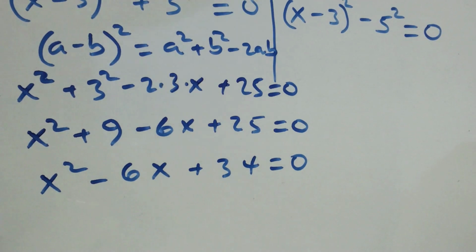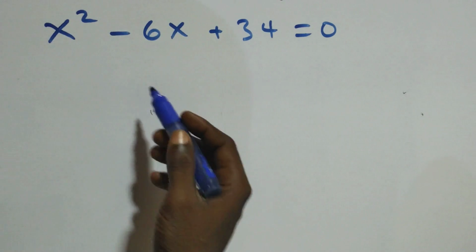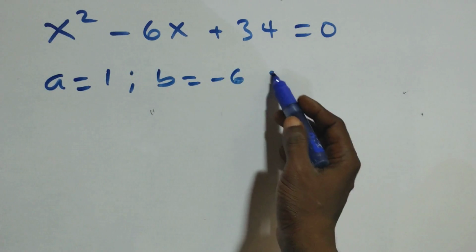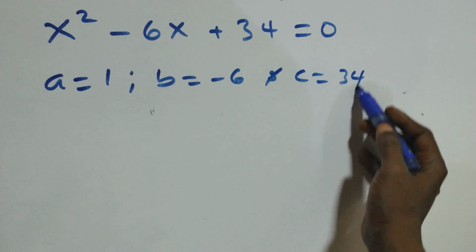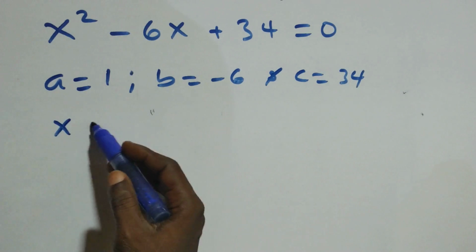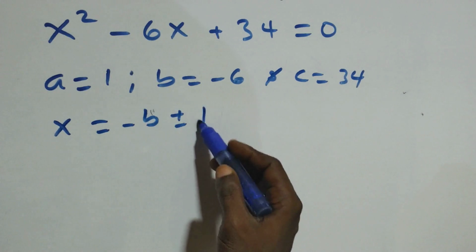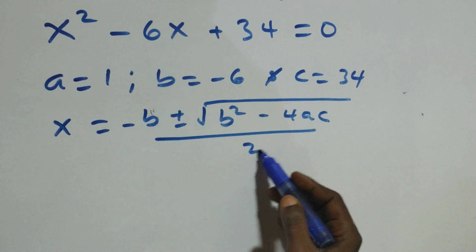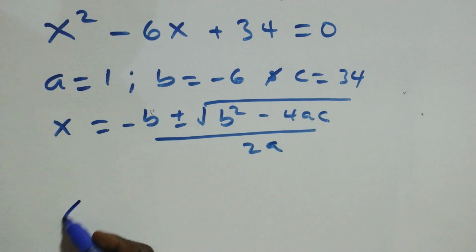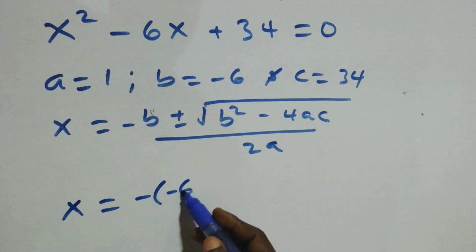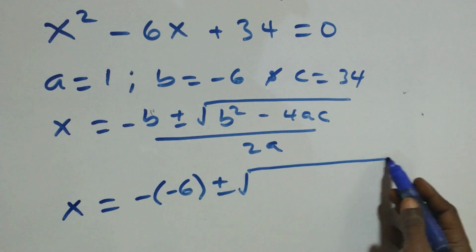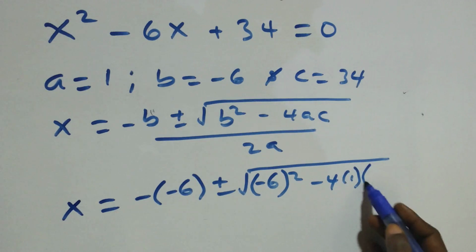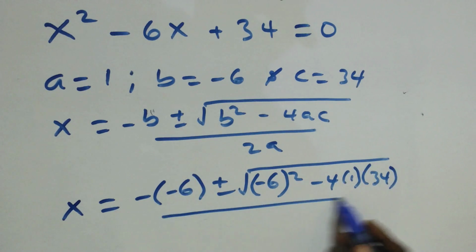Here we have a quadratic equation where a equals to 1, b equals to minus 6, and c equals to 34. And applying the quadratic formula, which is x equals to minus b plus or minus square root of b square minus 4ac all over 2a. Then here, this becomes x equals to minus (minus 6) plus or minus square root of (minus 6) squared minus 4 times 1 times 34, then all over 2 times 1.